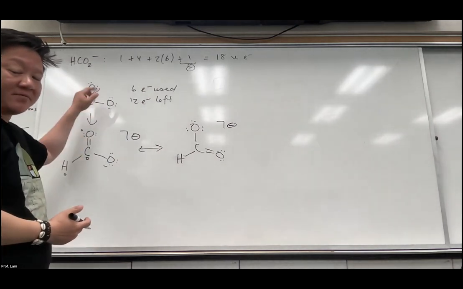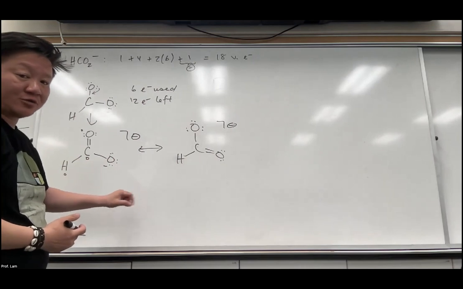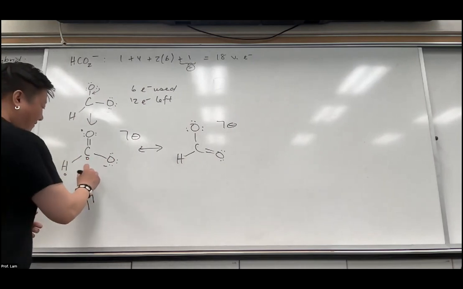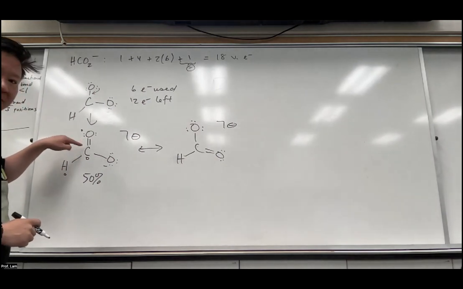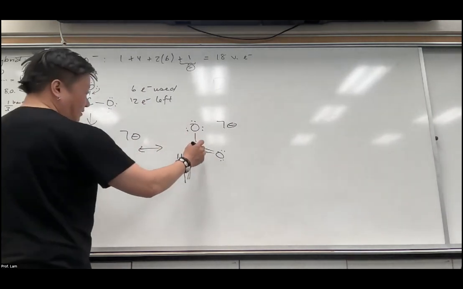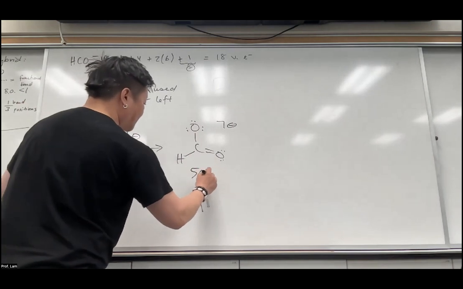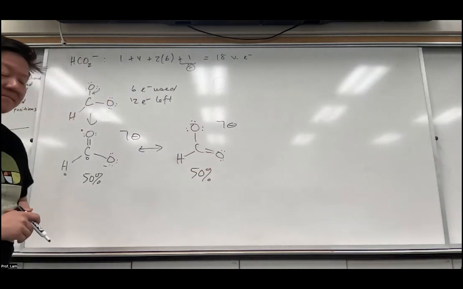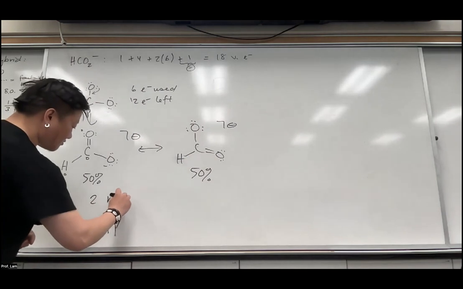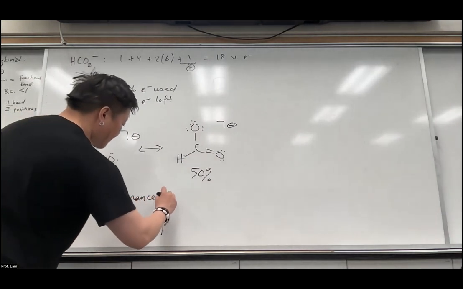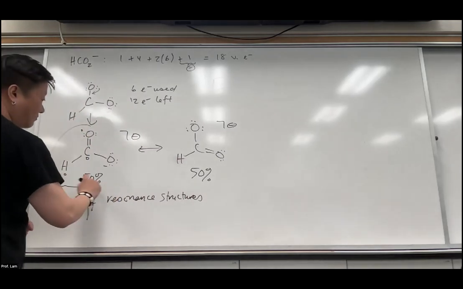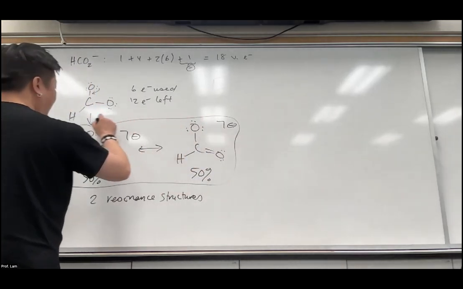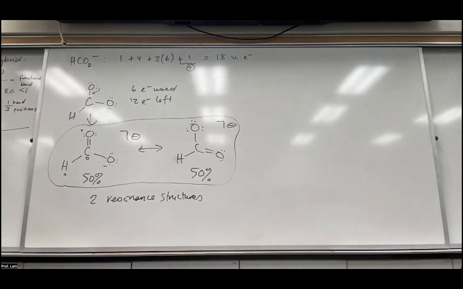So for this compound, there are only two resonance structures, which means this is 50% of the time where the two electrons are, and this is the other 50%. Okay. So two resonance structures total. Circle it. I know you're telling me, you found all the resonance structures. There are only two.